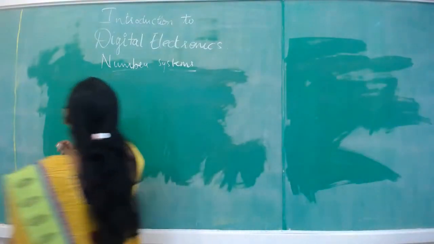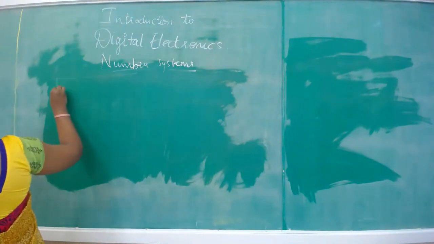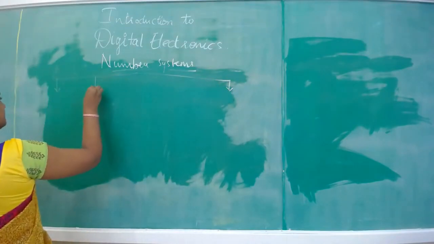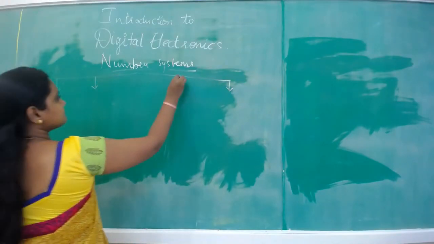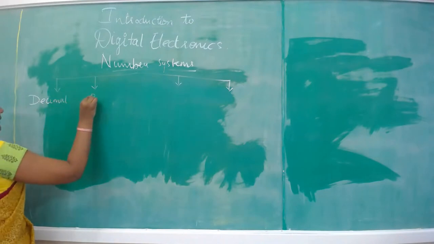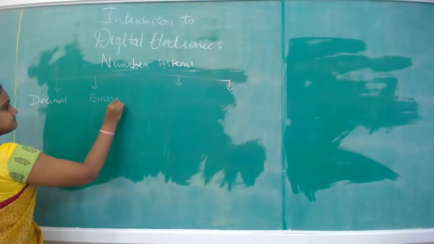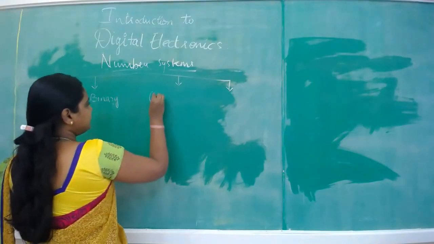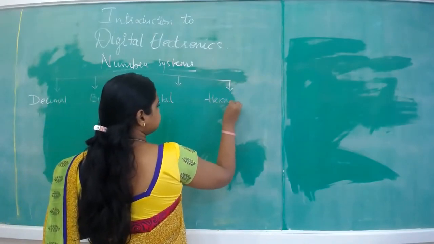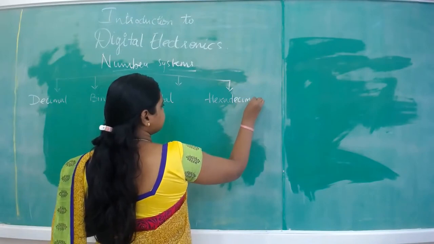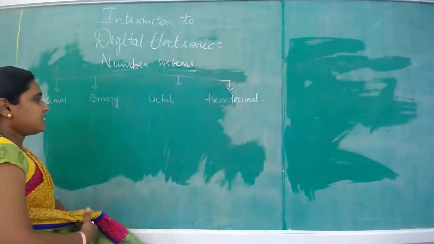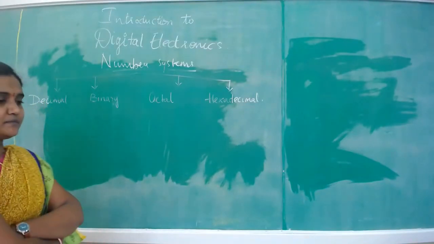So here the number systems which we will be studying are basically 4 number systems: decimal, binary, octal, and hexadecimal. The number systems: decimal number system, binary number system, octal number system, and hexadecimal number system.